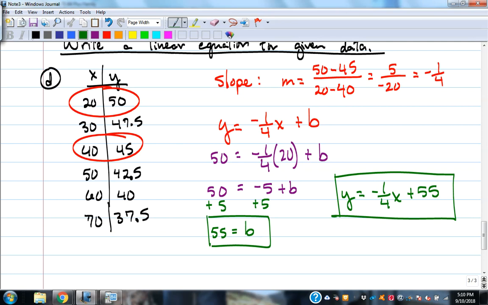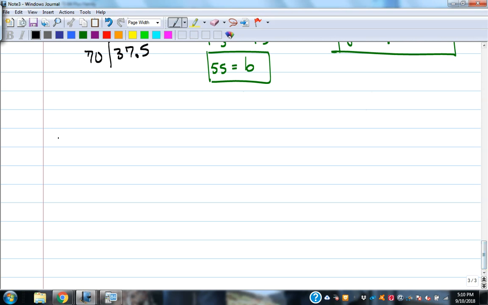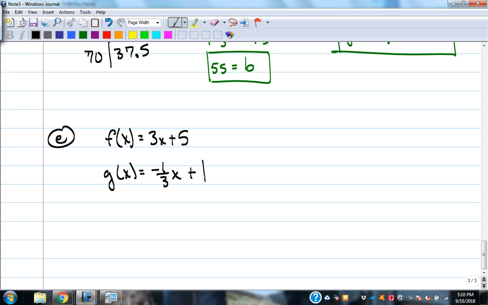All right. Last thing, then get out of here. Two functions: f of x equals 3x plus 5, g of x is equal to negative 1/3 x plus 1. Okay, two functions. We want to answer some questions about those. I guess I should write a little more context here. Where is f of x equal to g of x?